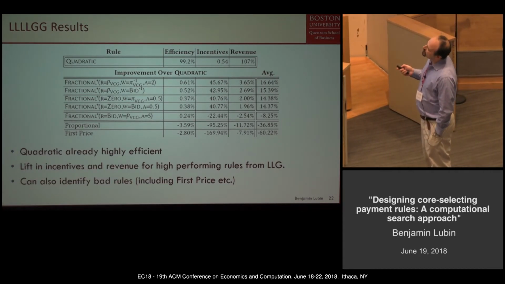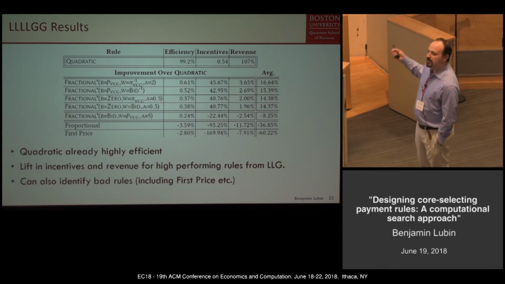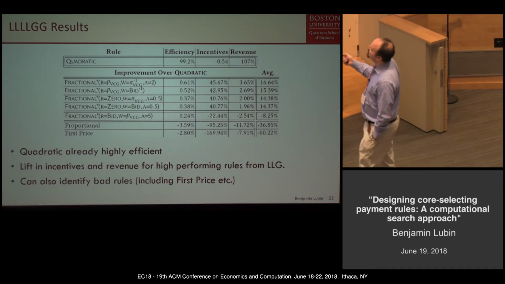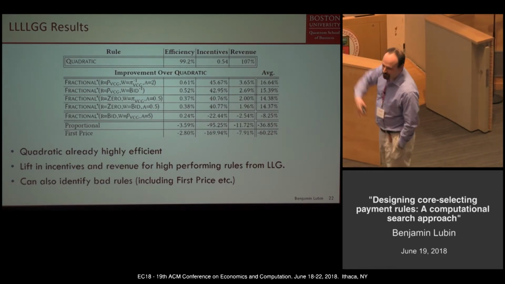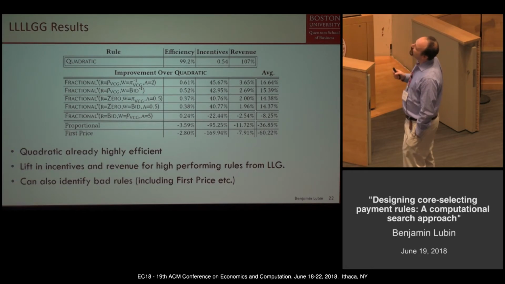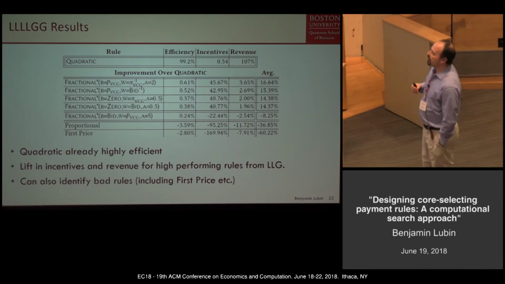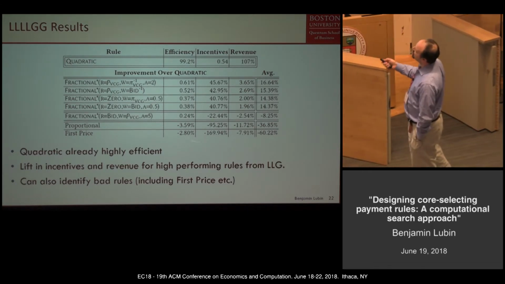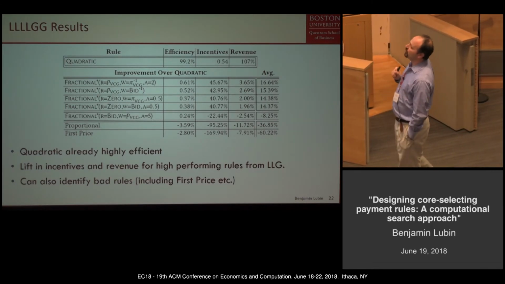The other thing that we can do is look at rules that are very bad in LLG and see if they continue to be bad in the larger domain, and that in fact turns out to be the case. So this is a rule from way down the quality list on LLG, and it continues to do poorly here. We can also look at rules that are often used in literature, such as the proportional rule or first price, and you can see that they too do poorly here.